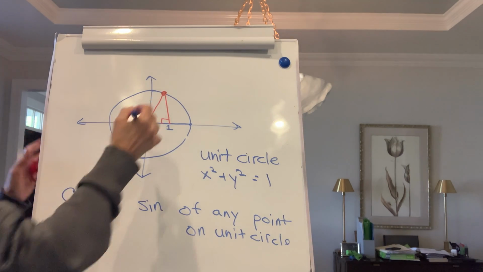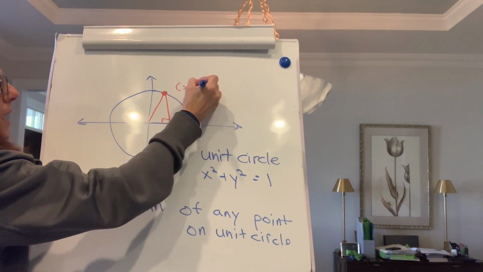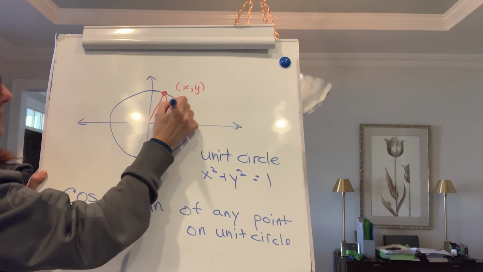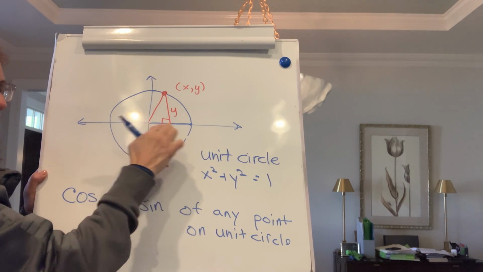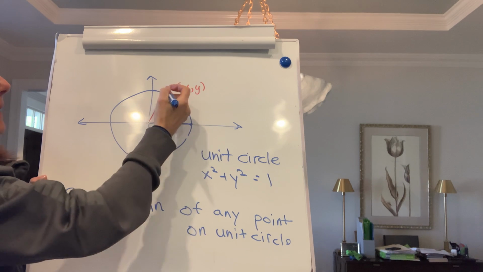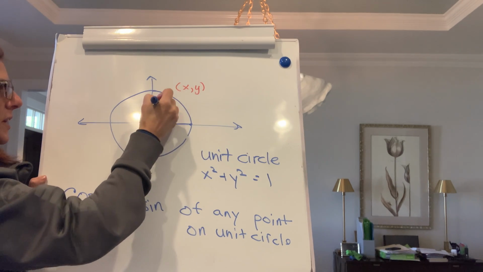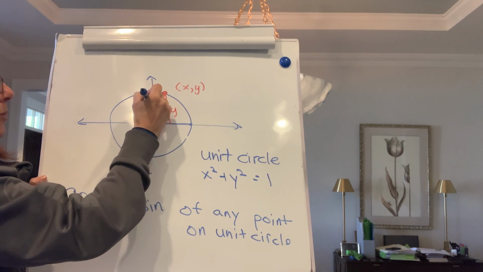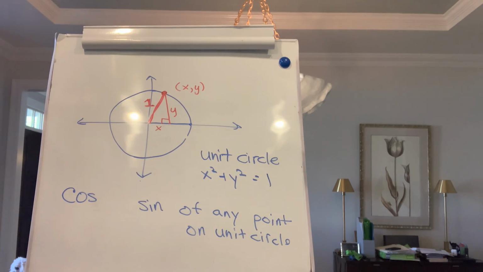All right, if this has coordinates x, y, we don't know what x is in this case. We know that you go over x, so this bottom side is going to be whatever that is. You're going to go up y. But I know that this line right here, by definition, is a radius, so that is equal to 1. All right, the hypotenuse is 1.